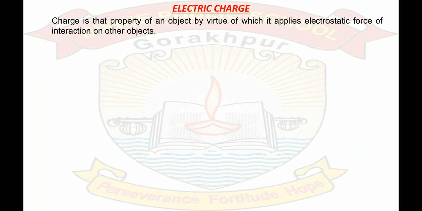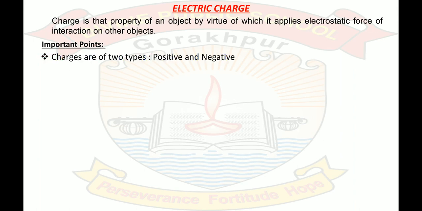Now let us discuss some important points regarding the charge. The first point is, charges are of two types, positive and negative. We all know that protons are positively charged and electrons are negatively charged. The second thing, like charges repel and unlike charges attract each other. If both are protons or both are electrons, they'll repel each other. Whereas one proton and one electron, one positive and one negative, they'll attract each other.